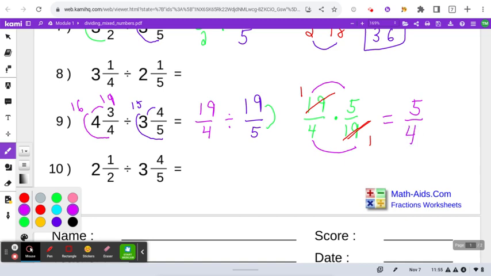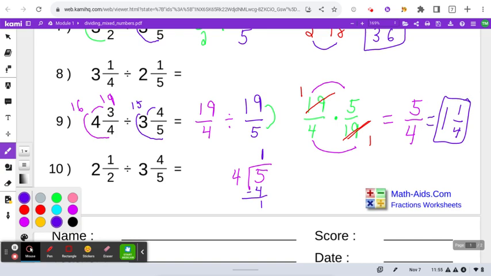But now we do have an improper fraction, so we will need to divide. So we would do 5 divided by 4. 4 goes into 5 once. And we'd end up with a remainder of 1. So our final answer would be 1 1/4.